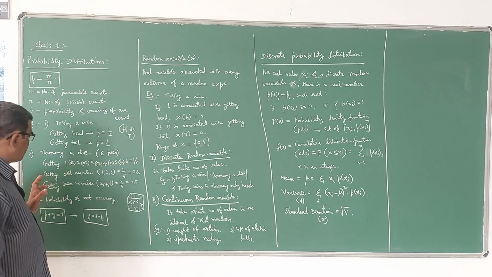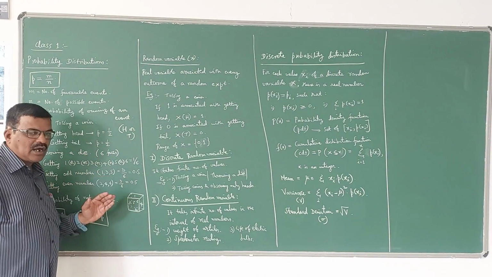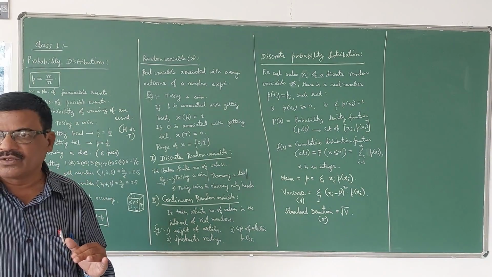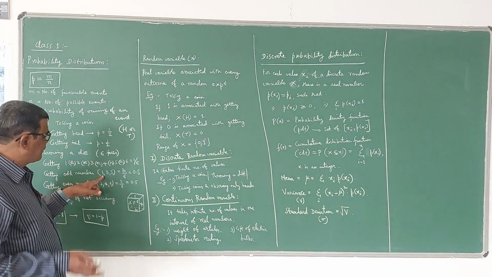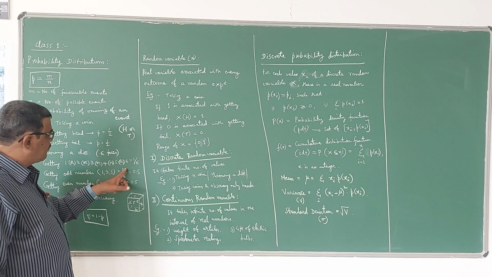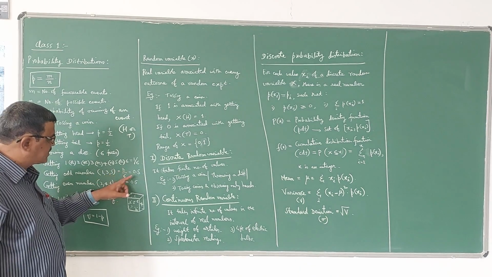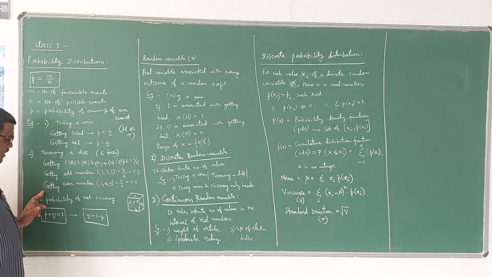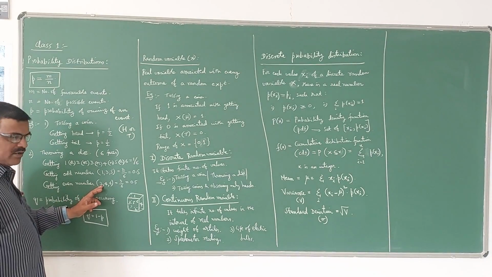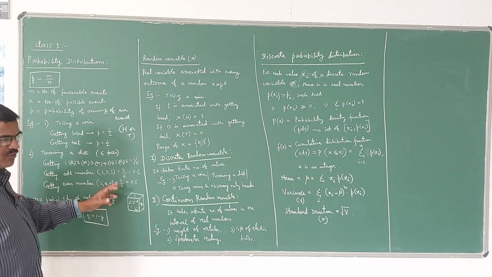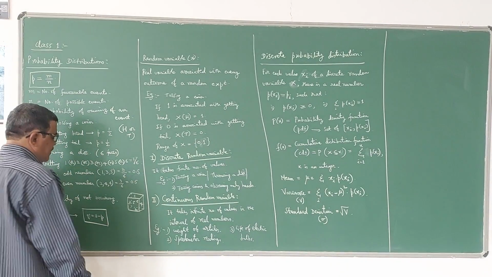Suppose you want to find the probability of getting an odd number. Out of these 6, the odd numbers are 1, 3, 5. So there are 3 possibilities: either it can be 1 or 3 or 5. Therefore, the number of favorable events is 3, divided by the total number of events, 6. So 3 by 6, that is 0.5. Similarly, for the probability of getting an even number, the even numbers are 2, 4, 6, so the probability is 3 by 6 only. This is how we can find the probability.